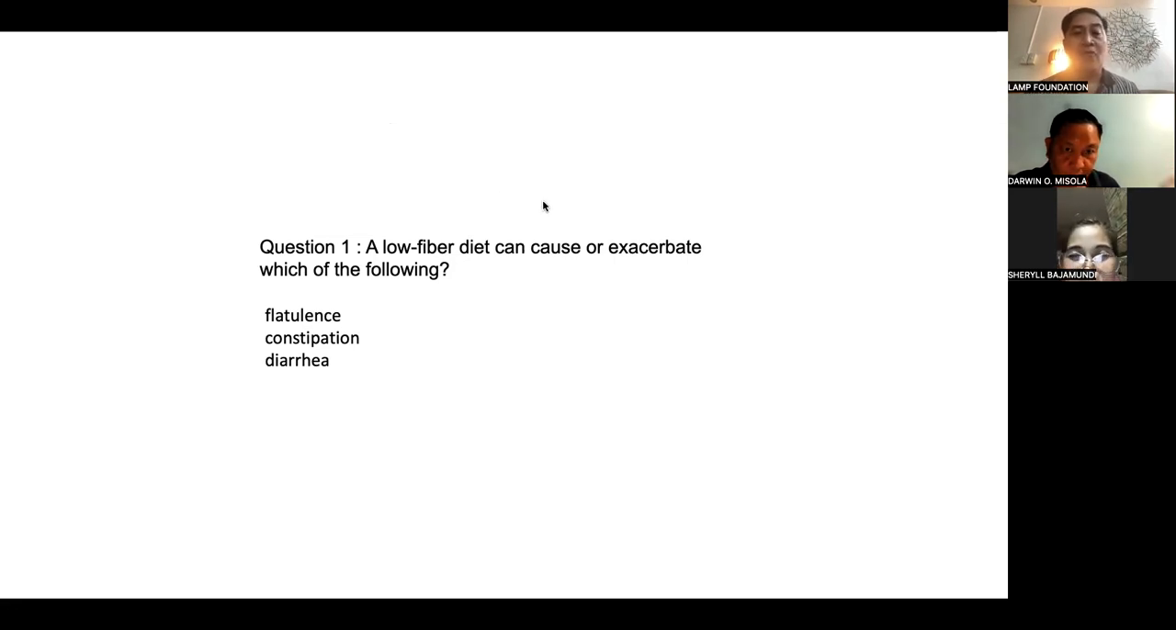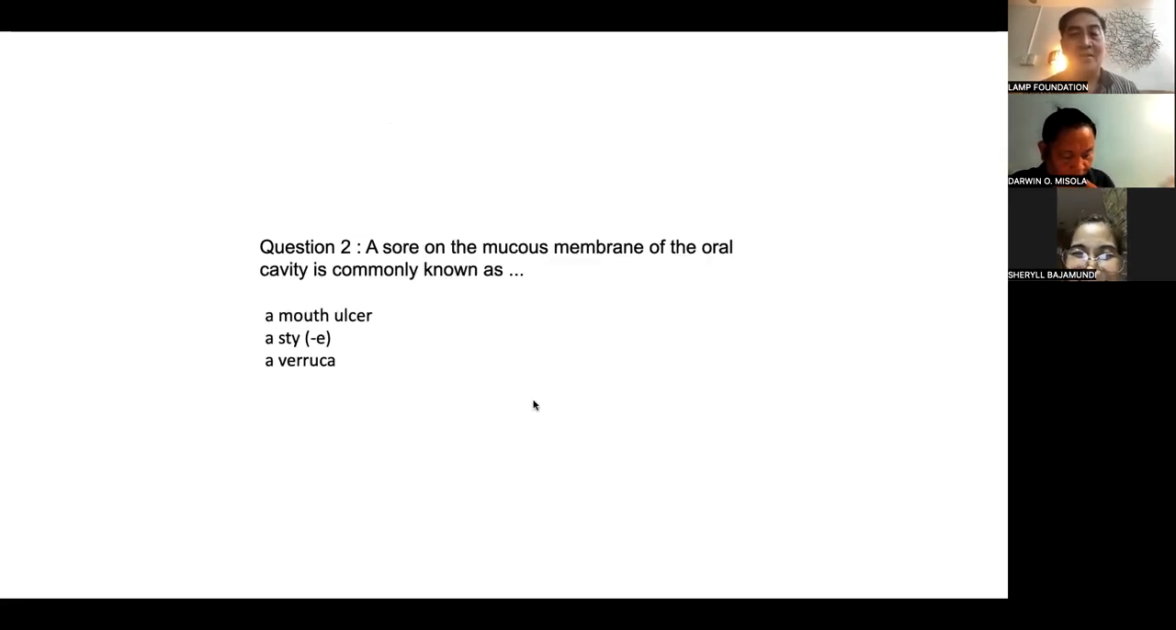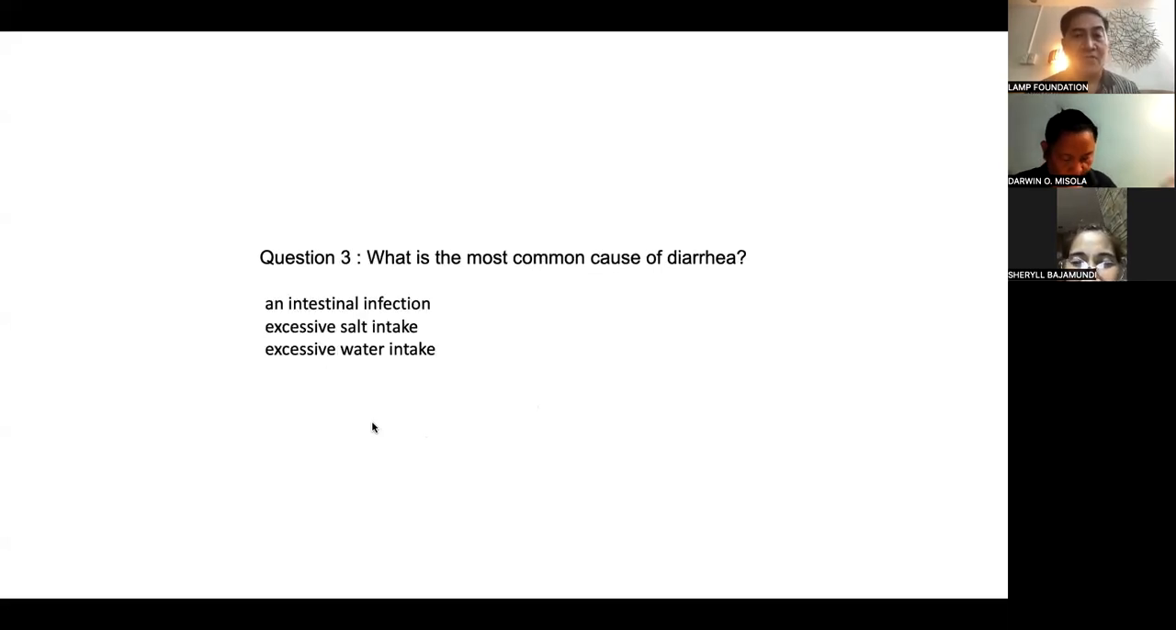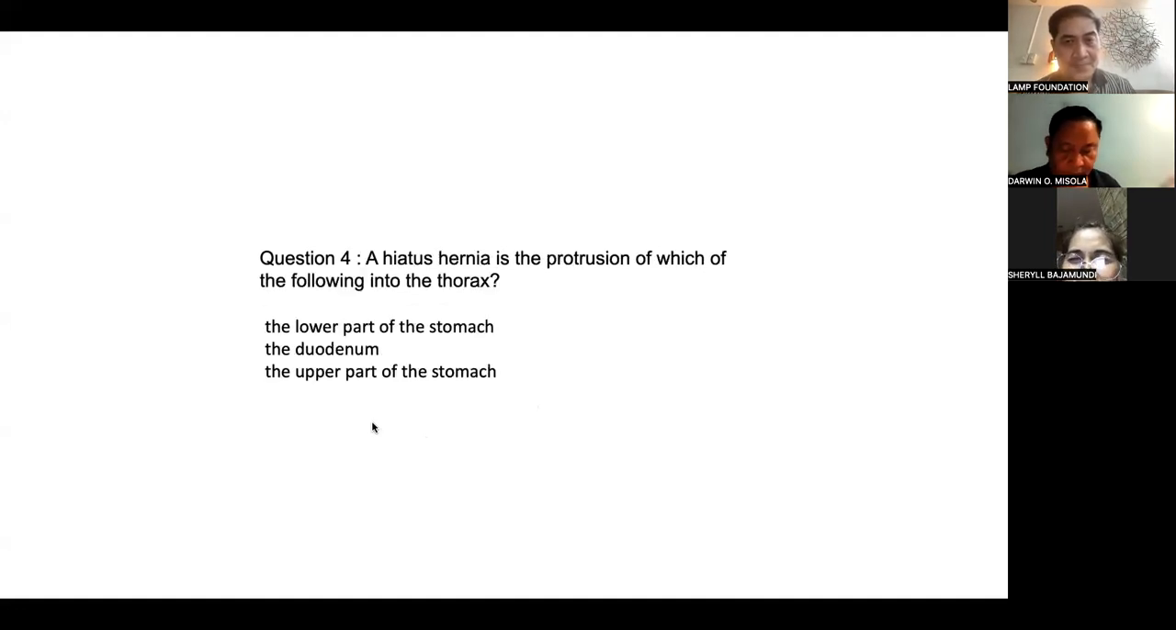A low fiber diet can cause or exacerbate constipation. Yes. A sore on the mucous membrane of the oral cavity is commonly known as a mouth ulcer. What is the most common cause of diarrhea? An intestinal infection. A hiatus hernia is the protrusion of which of the following into the thorax? The lower part of the stomach.